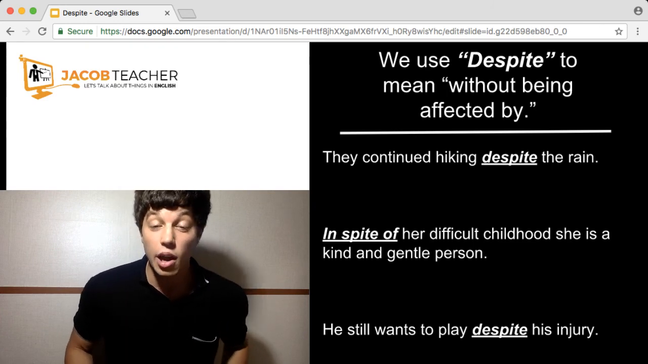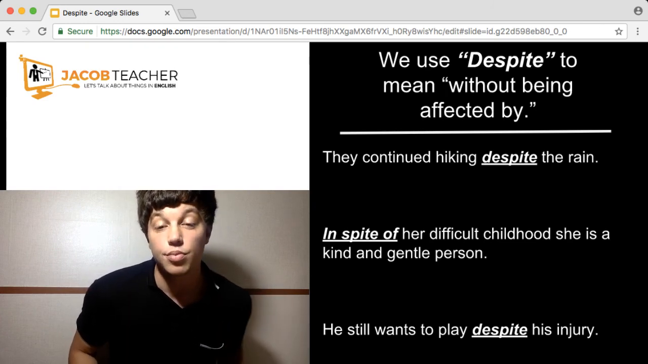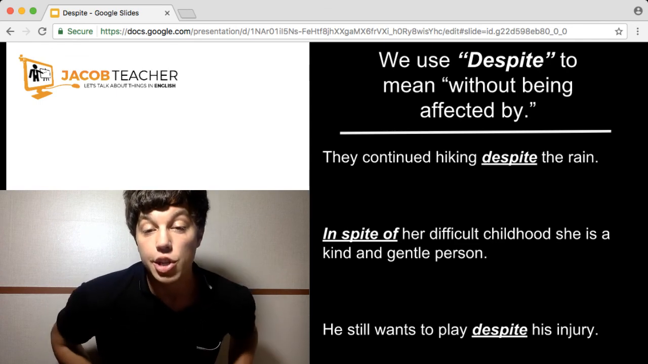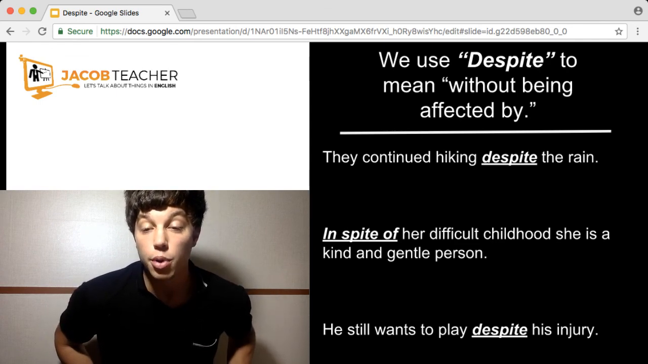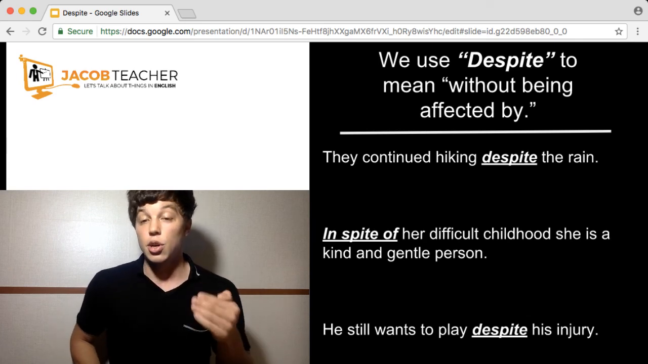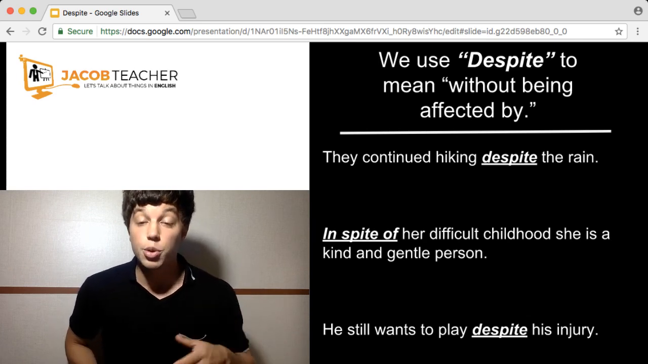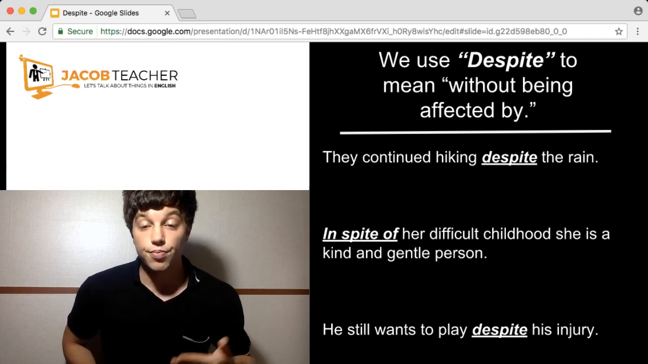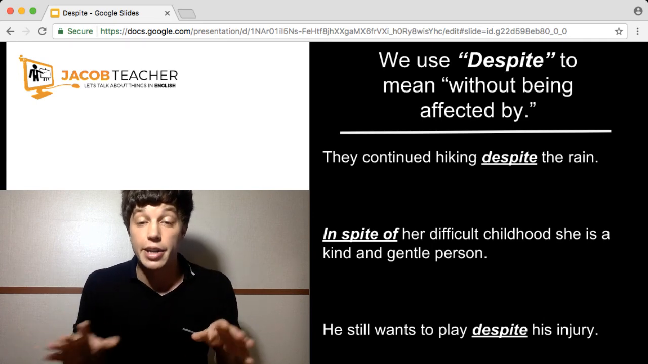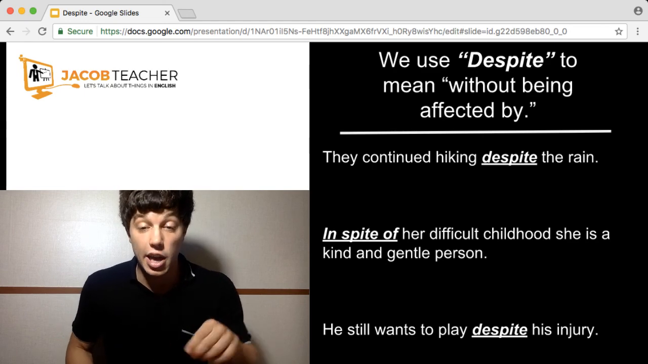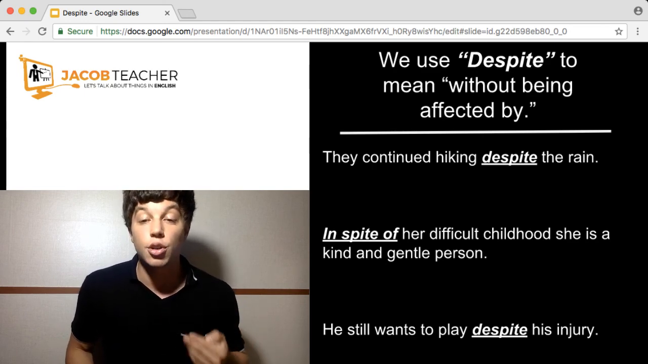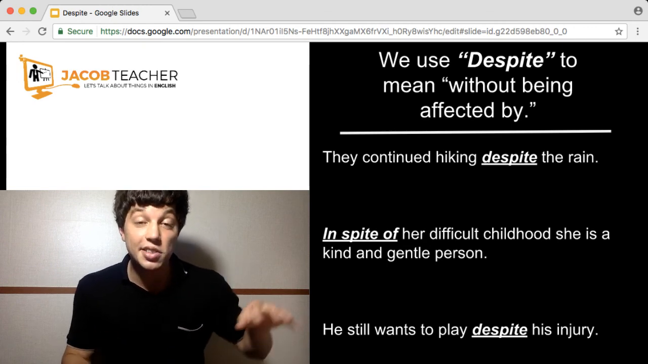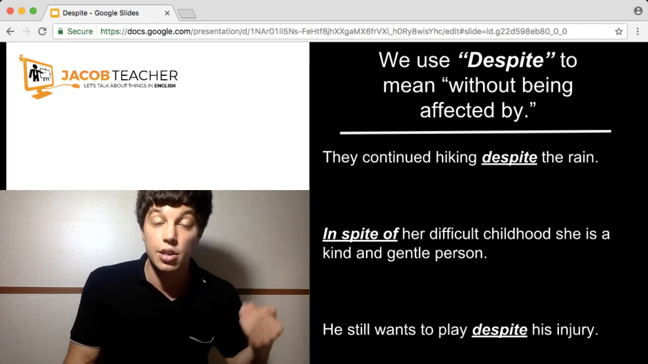Let's look at an example using in spite of. In spite of her difficult childhood, she is a kind and gentle person. Okay? So, we're talking about some woman who had a difficult childhood, and she wasn't affected by it. In spite of it, she is today a kind and gentle person. So she was not affected by the things that happened to her in childhood.